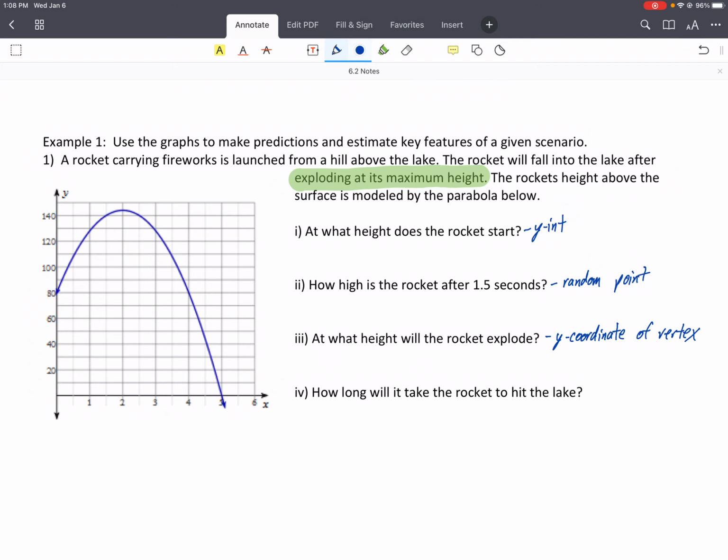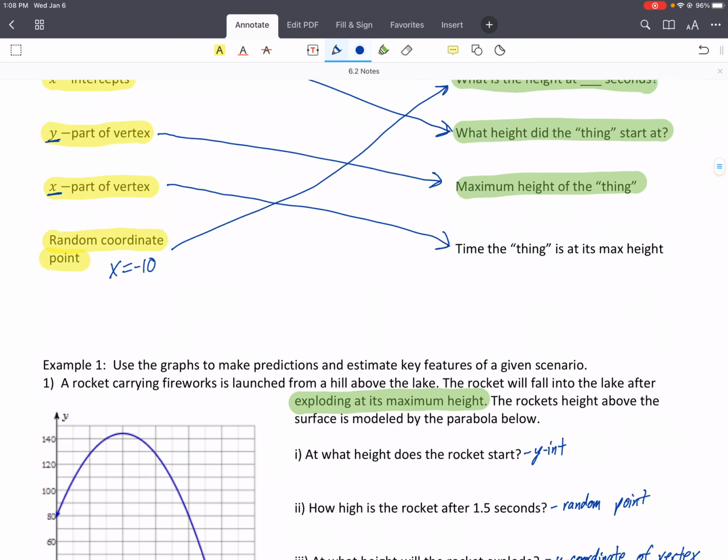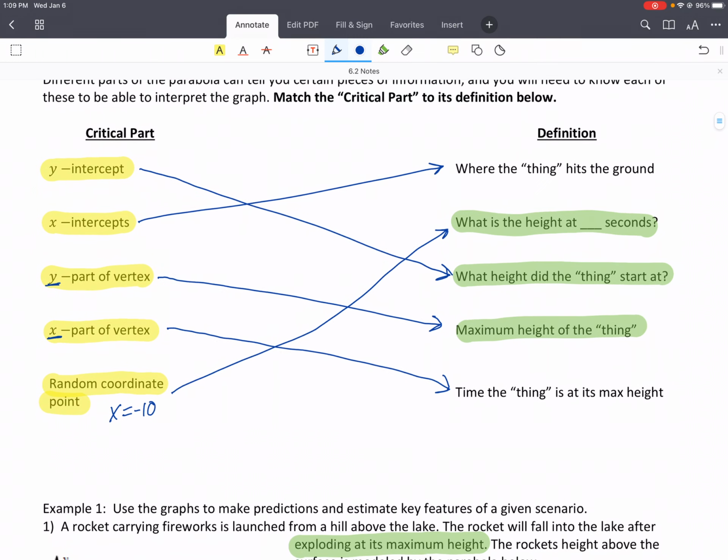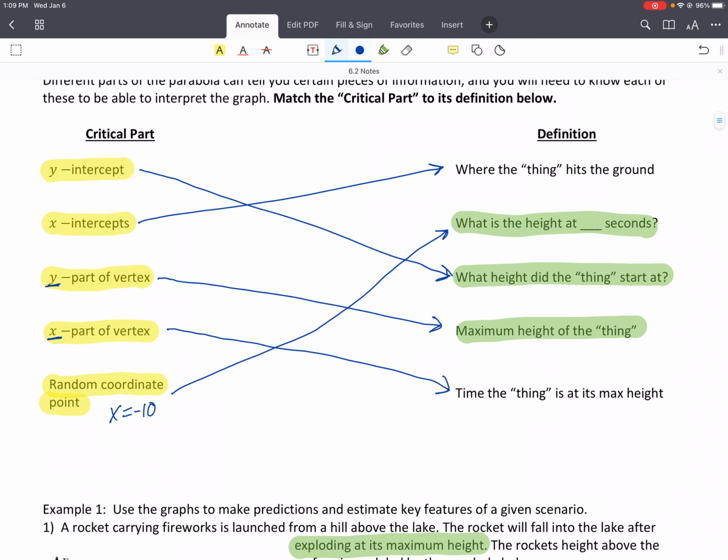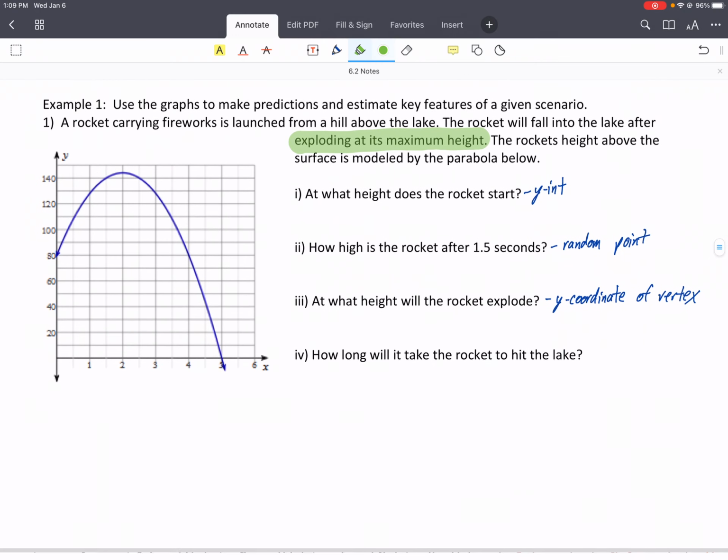And then how long will it take for the rocket to hit the lake? So we're launching it above the lake. So the x-intercepts tell us where it hits the ground. So this is what we're going to want to know, our x-intercept. Okay?